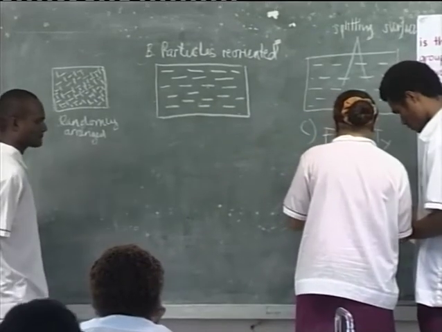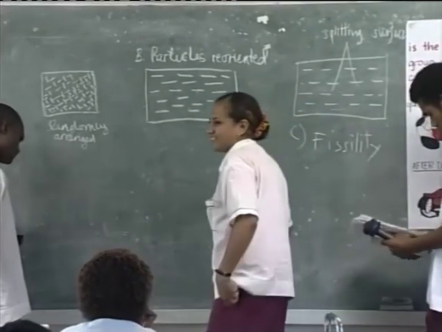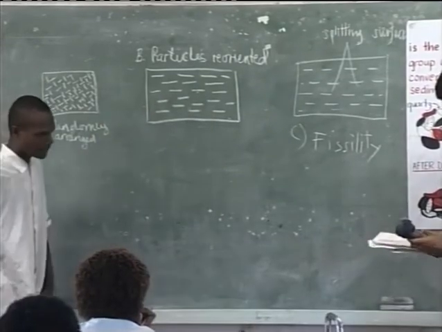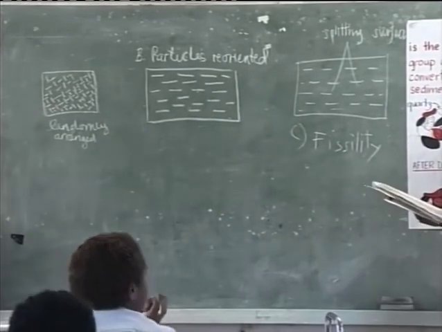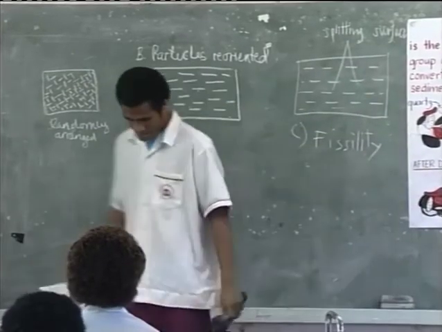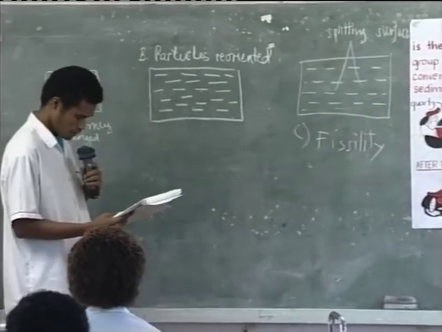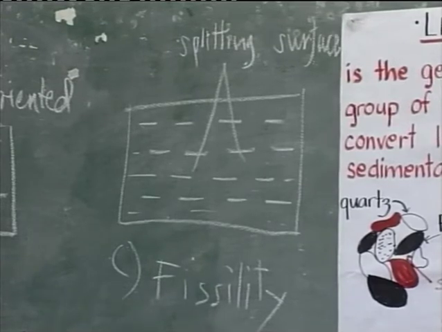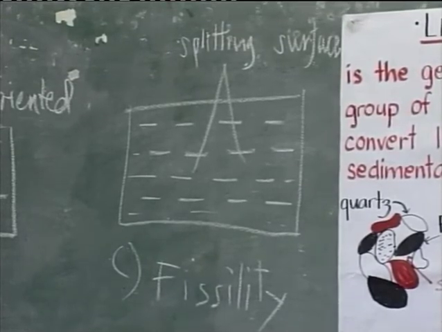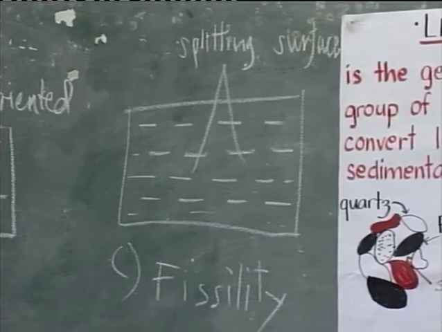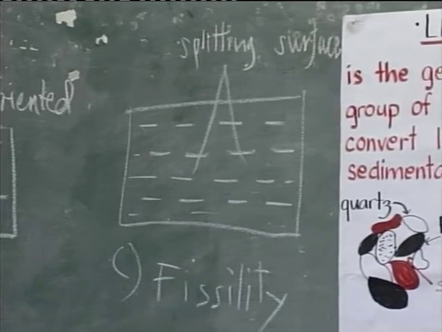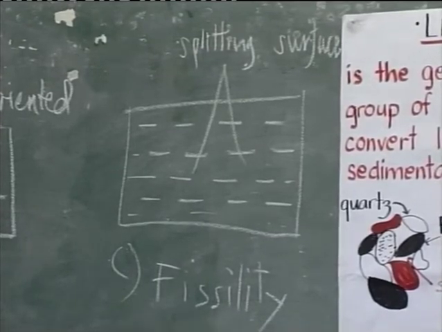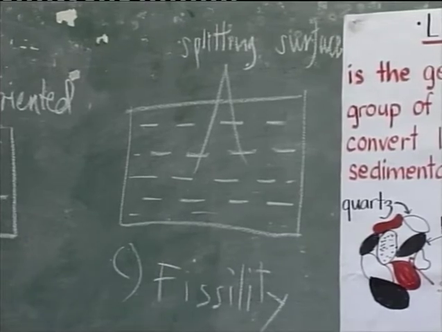Read this sentence here and come down. Terence, come and stand on this side. And that diagram, yeah, okay. Lastly, the splitting takes place around the surface of very thin layers.